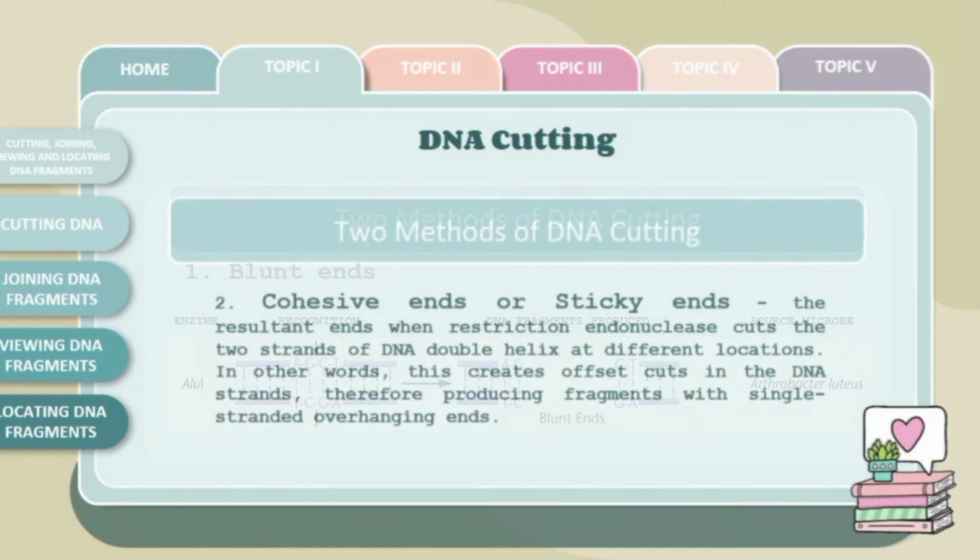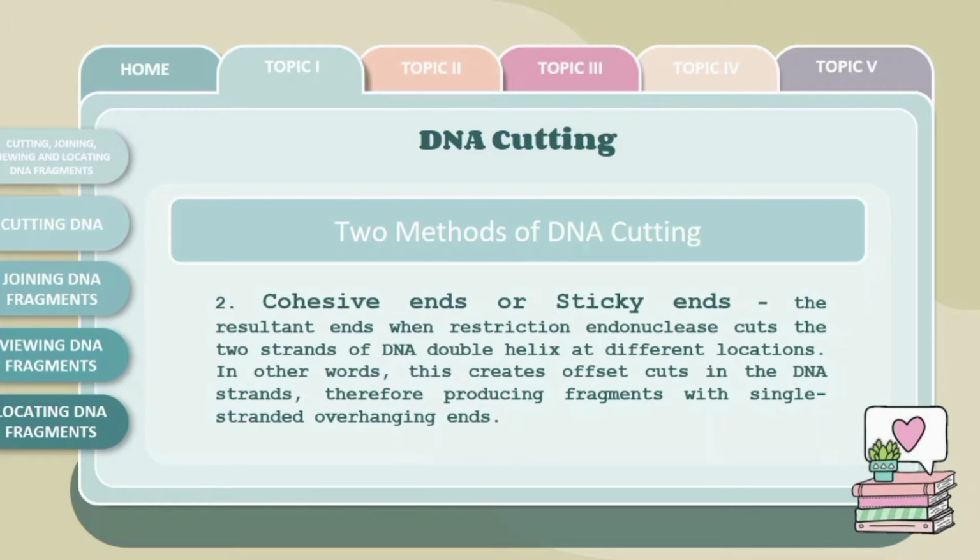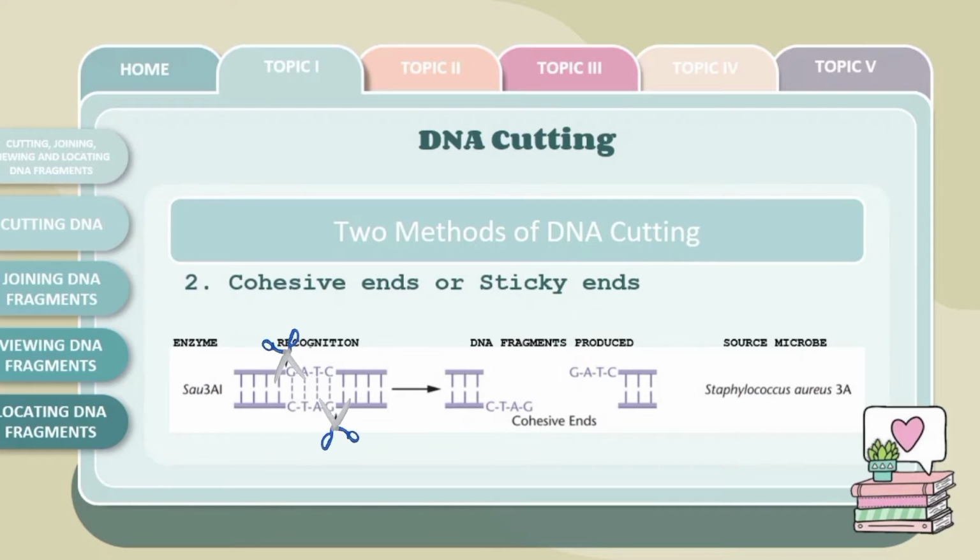The second is common in most enzymes. It cuts the two strands of the DNA double helix at different locations. This generates protruding ends. For example, one strand of the DNA double helix extends some bases beyond the other. Since the target site is palindromic in nature, the protruding ends generated by such a cleavage have complementary base sequences. As a result, they readily pair with each other, and such ends are called cohesive ends or sticky ends. In other words, this creates offset cuts in DNA strands, therefore producing fragments with single-stranded overhanging ends.